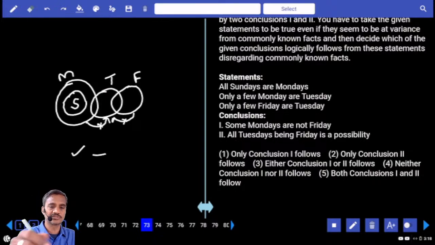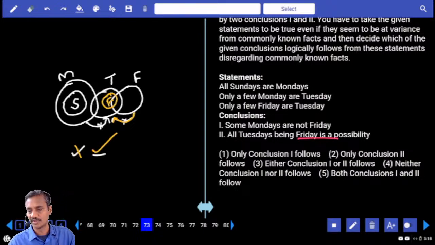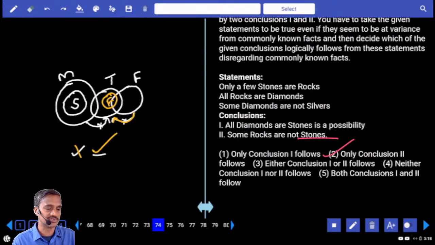To make this one false, now I need to write all Mondays are Fridays. Is it possible or not? Yes, definitely possible. Alternate diagram to previous conclusion is false. All Tuesdays are Fridays is a possibility. Now all Tuesdays are Fridays means this entire Tuesday must be part of Friday. Is it possible or not? Yes. And Friday can be like this. So what is your answer? Only two, choice 2, question number 73.